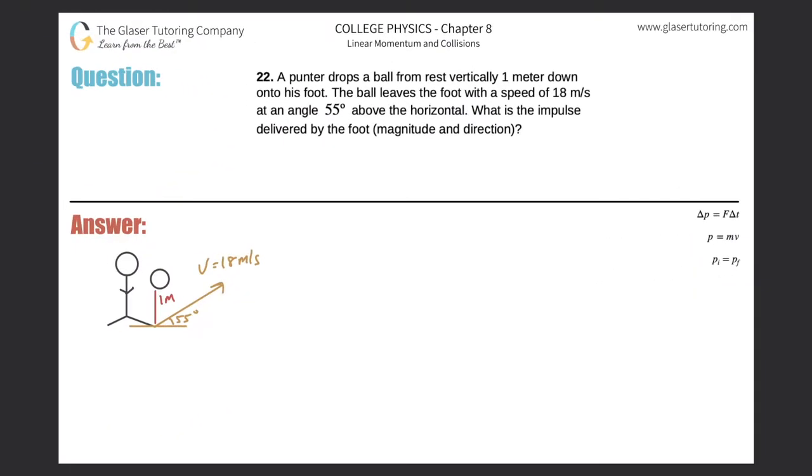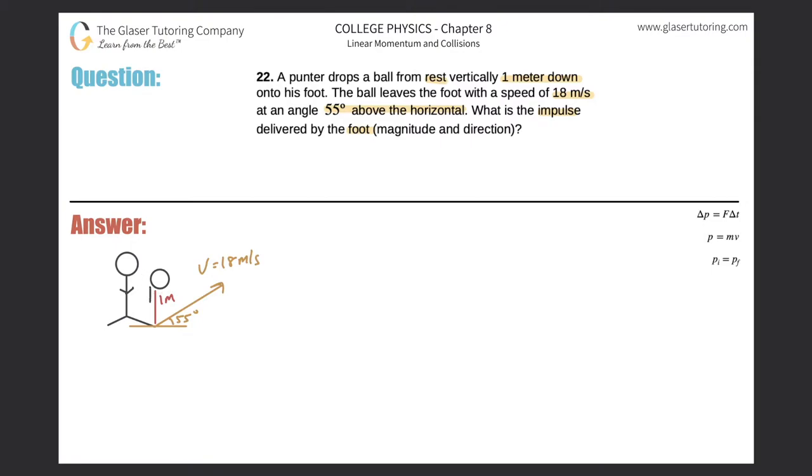Number 22. A punter drops a ball from rest vertically 1 meter down onto his foot. The ball leaves the foot with a speed of 18 meters per second at an angle of 55 degrees above the horizontal. What is the impulse delivered by the foot? Magnitude and direction.